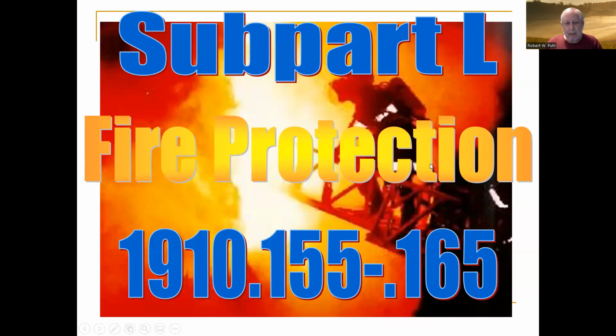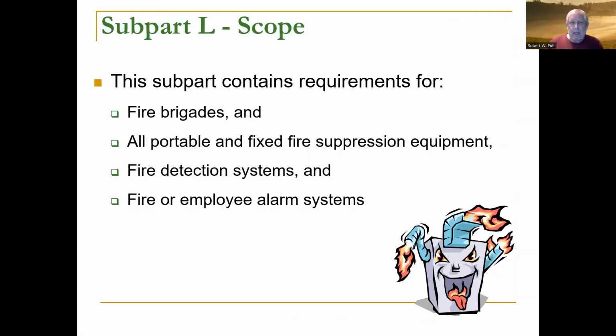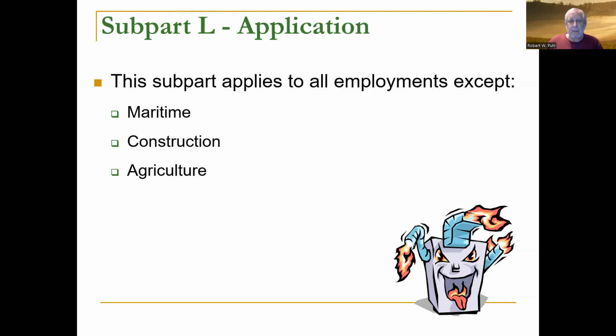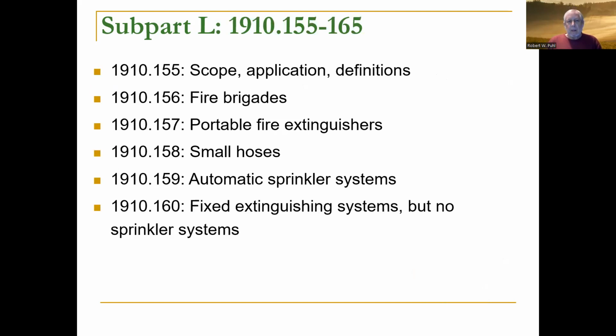Subpart L, fire protection, 1910.155 to .165, just like I promised. This subpart contains requirements for fire brigades, all portable and fixed fire suppression equipment, fire detection systems, and fire or employee alarm systems. This subpart applies to all employments except maritime, construction, and agriculture. And we know what that means. When OSHA says this applies to everybody except those, it almost always means that's because they have their own rules. They have their own things.